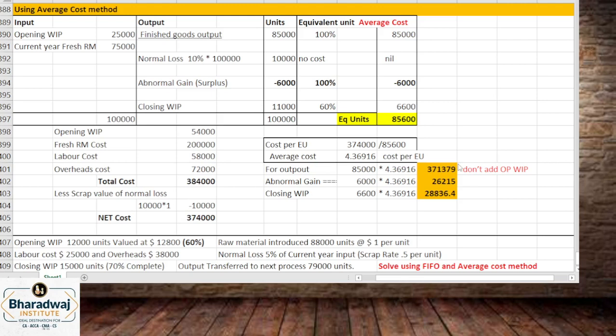Those who are accessing the recording, please ensure to pause the video or stop the video now and try to work out this question, and of course you can verify the answer. First try under FIFO method, that is equivalent units, then cost per unit, then assign the cost like that. Then solve under weighted average cost method. Solve under both the methods, then I will give my solution.